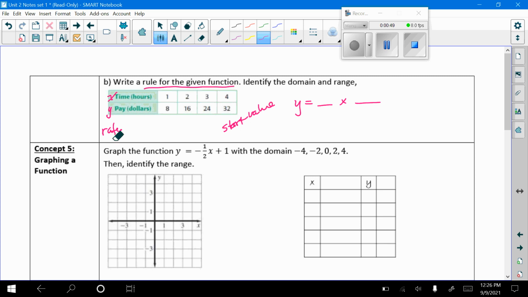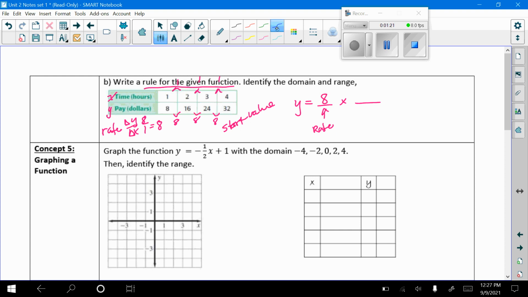So my rate is going to be the change of y over the change of x. So the change of y down below gives me 8, 8, 8. It's consistent. Up top it's 1, 1, and 1. It's also consistent. So any of those, you could take the change of y, which is down here, the 8, over the 1. So my rate is 8. In this line right here, we're going to put the rate. So my rate is 8.